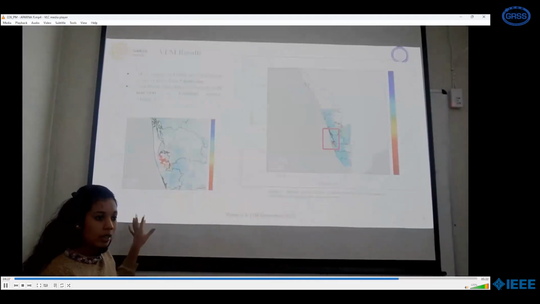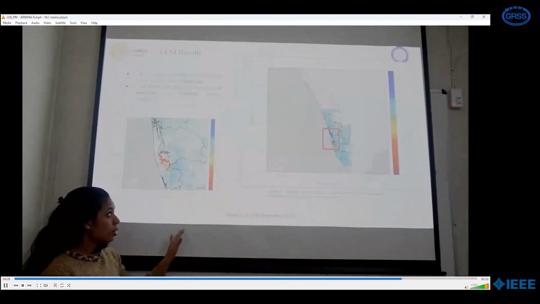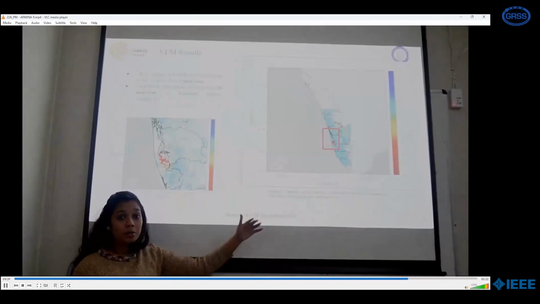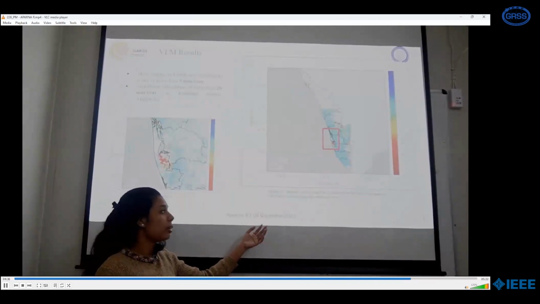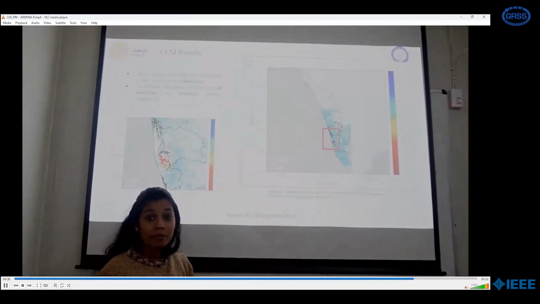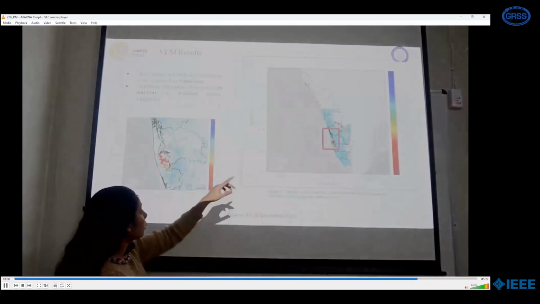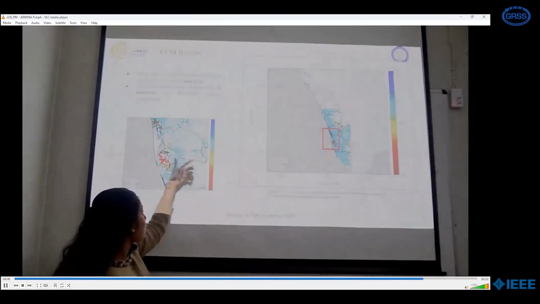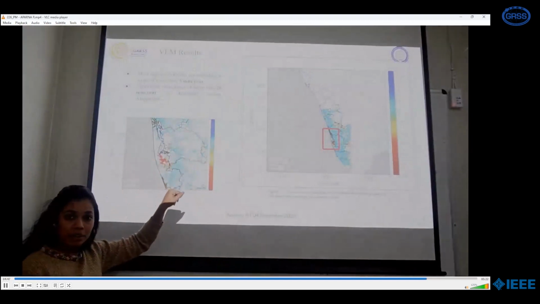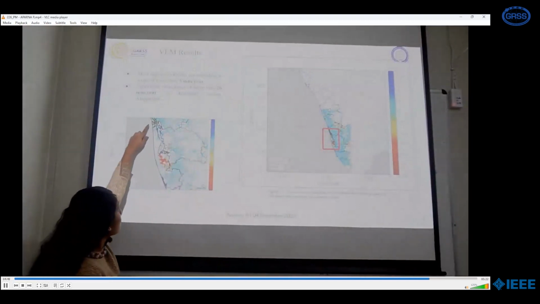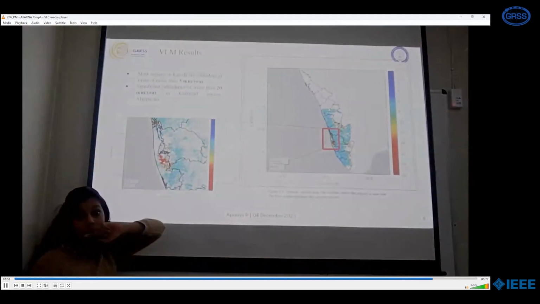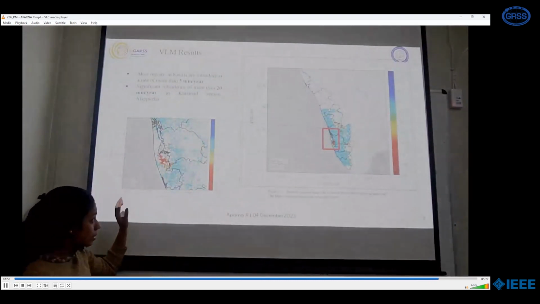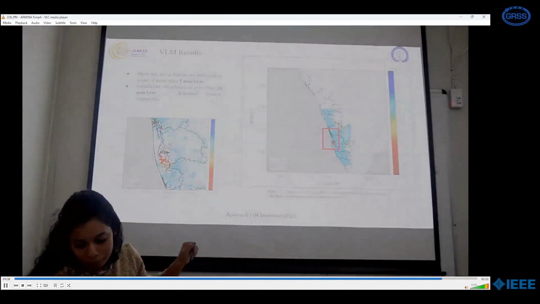So here are some of the results from the InSAR processing. We have processed the southern part of Kerala. It shows that most of the regions are slowly subsiding with a velocity of more than 5 millimeter per year. But if you look at this closely, there is significant subsidence in some of the regions, especially in the Kuttanad region of Alappuzha district, and also the Kochi region of Ernakulam district is showing quite significant subsidence of more than 20 millimeter per year.